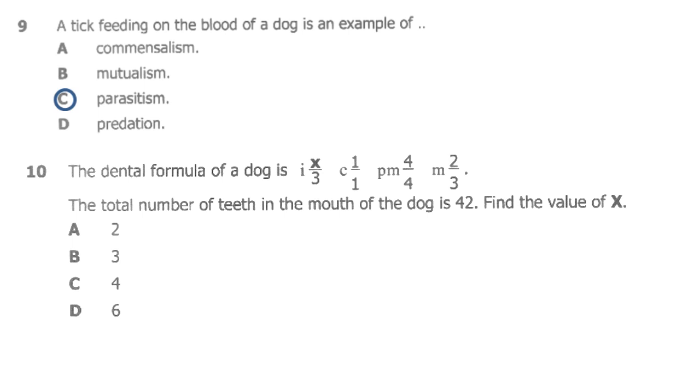Question number 10. The dental formula of a dog is incisors x/3, canines 1/1, premolars 4/4, molars 2/3. The total number of teeth in the mouth of a dog is 42. Find the value of x.